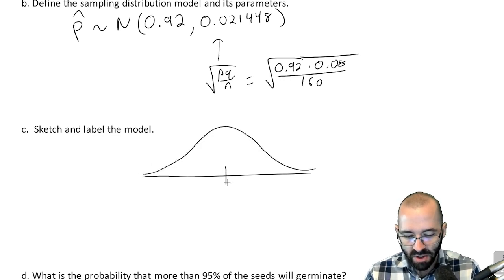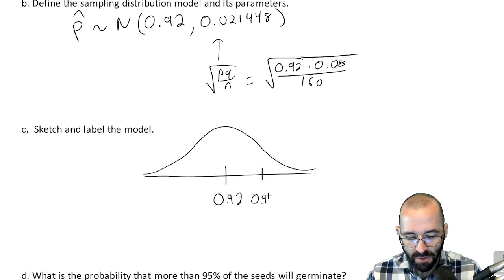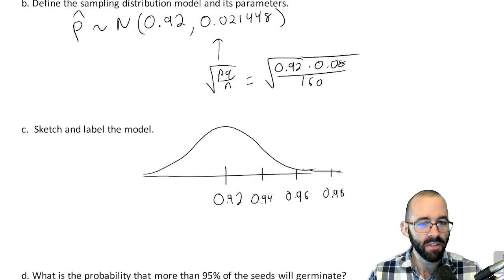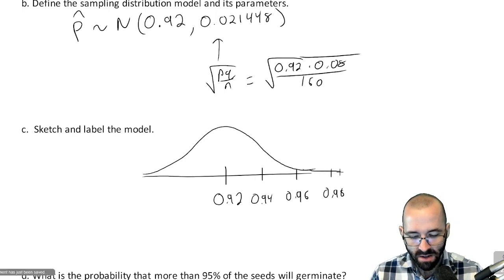Draw a normal distribution. The average should be about 92%. One standard deviation above the mean is going to be 94%. Two standard deviations going to be 96%. Three standard deviations would be 98%. It'd be really rare for that many seeds to germinate.